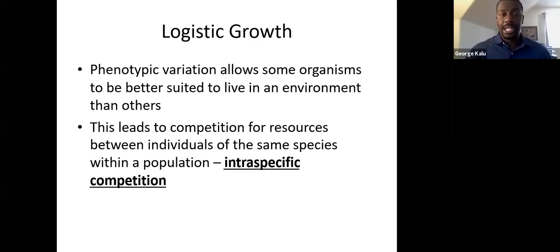So again, that's going to be due to variation. Different individuals will have different traits that will allow them to access those resources better than others. So that is logistic growth, and that's intraspecific competition.